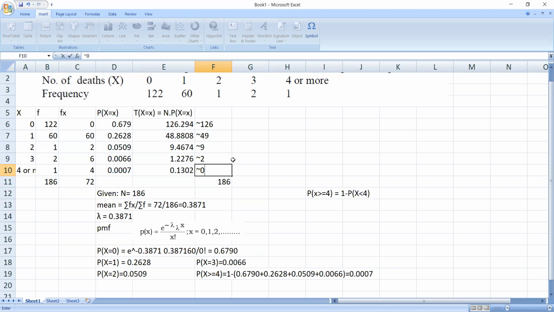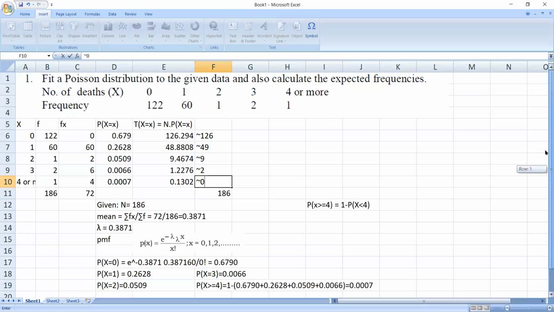Now sometimes in these questions they will only give you the value of lambda. Like say the question would be fit a Poisson distribution by taking lambda as 0.5, by taking lambda as 1, by taking lambda as half.